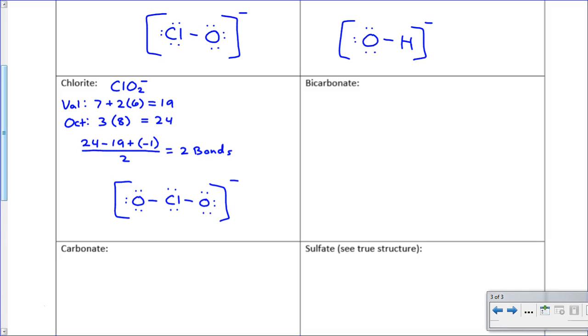Moving on to bicarbonate. This one's a little bit weird. It's HCO3. This one's a big one, and it's got a charge of minus. All right, so for our valence, we've got 1 for the hydrogen plus 4 for the carbon plus 3 times 6 for the oxygens, which gives you 23.